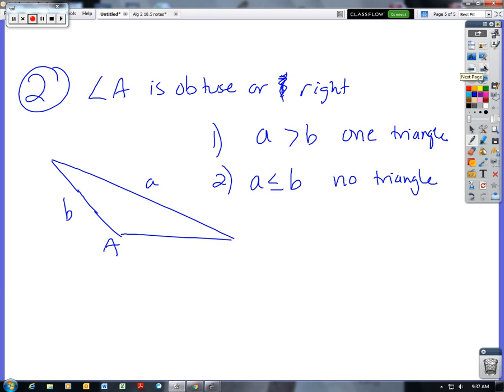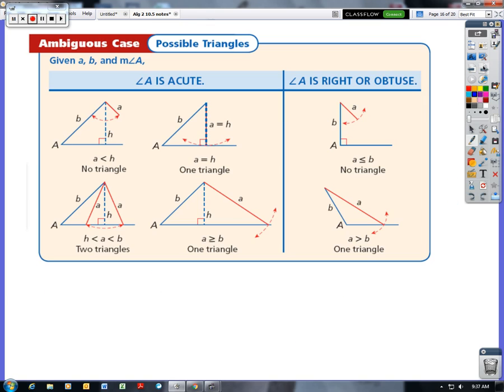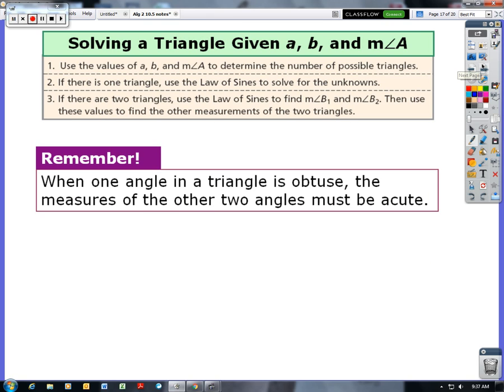Now back to our notes. Here it is, all summarized from the book, so you can write that down if you want. This is talking about how to solve an angle-side-side situation. Notice here we have to find the number of possible triangles. We actually have to find h. And obviously when one angle in a triangle is obtuse, the other two have to be acute.